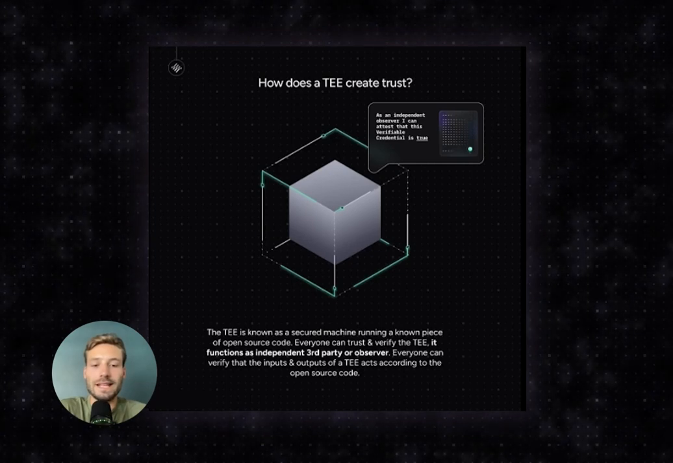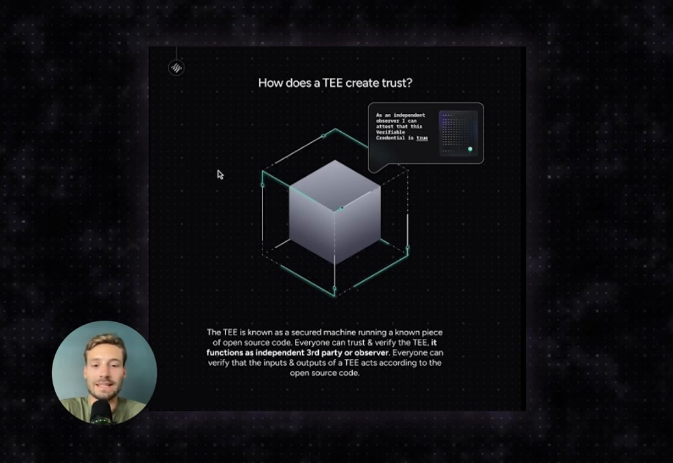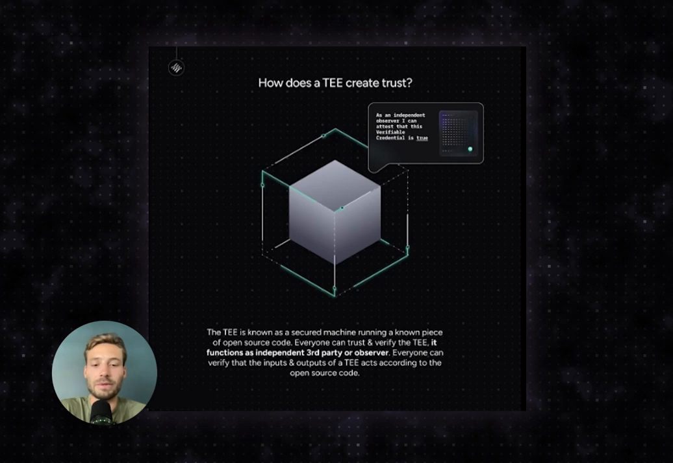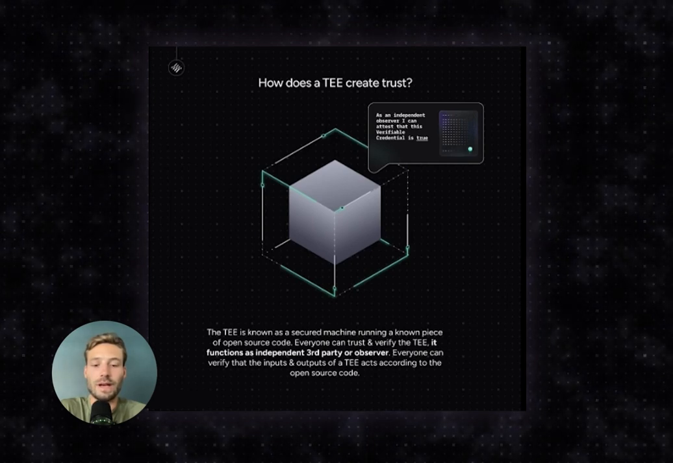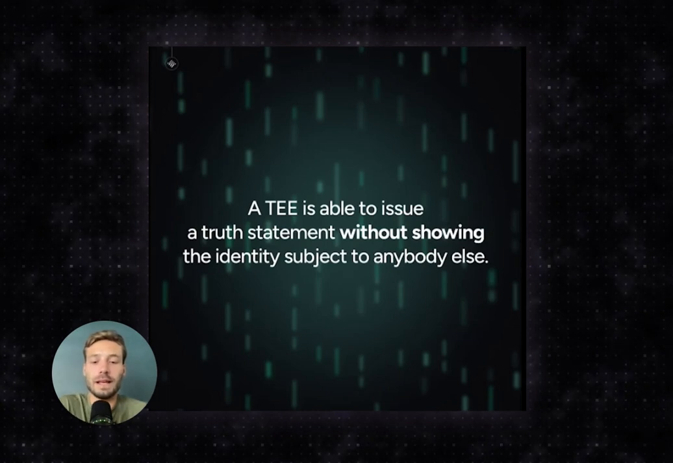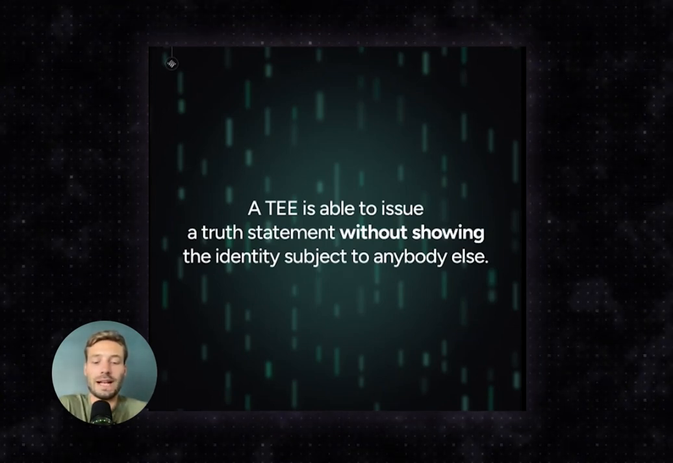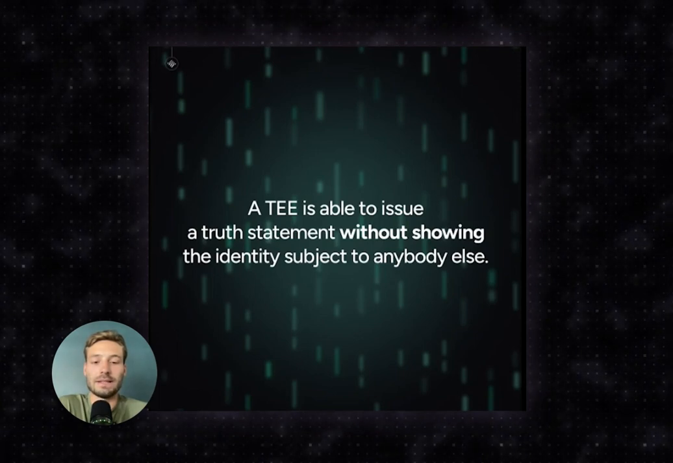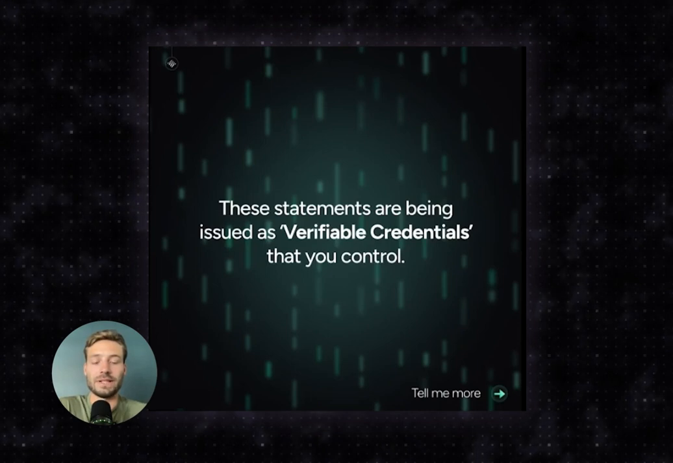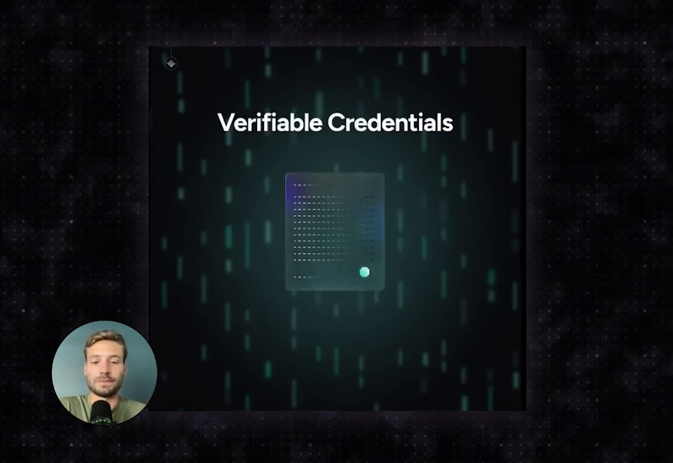A TEE essentially issues little truth statements, which mention that as an independent observer, it can attest that this verifiable credential is true about a certain subject, such as Alice. A TEE is able to issue a truth statement without showing the identity subject to anybody else. These statements are being issued as verifiable credentials that you control as a self-sovereign identity owner.